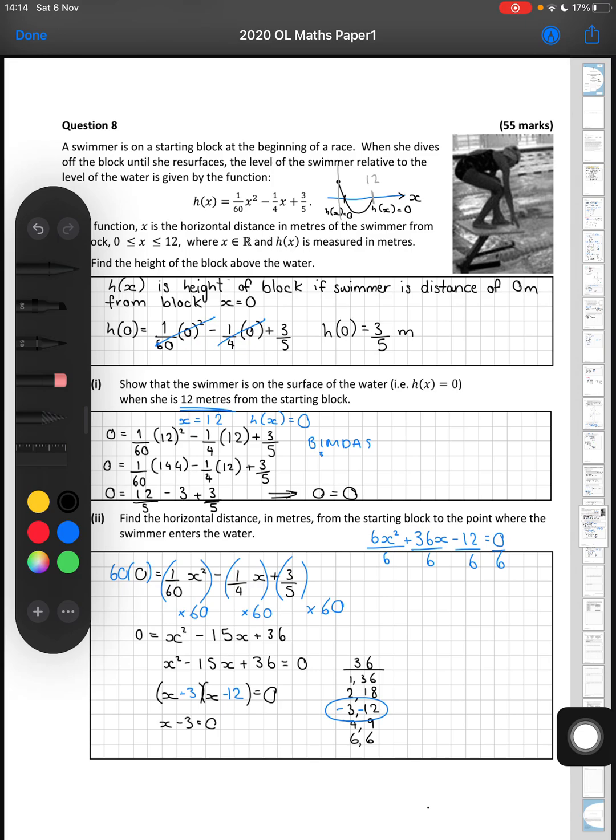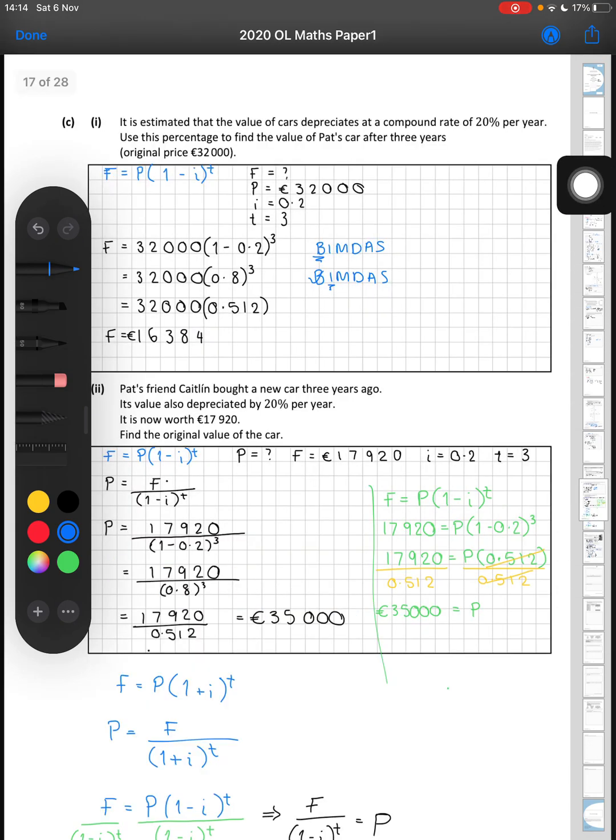These two x values are the distances of the girl from the block that she dives off when she's at the surface of the water. So x minus 3 is equal to 0: she is 3 meters from the block. And x minus 12 equals 0 is when she resurfaced to the water after her dive. After she dives, she is underneath the water and gets back up to the surface at 12 meters.